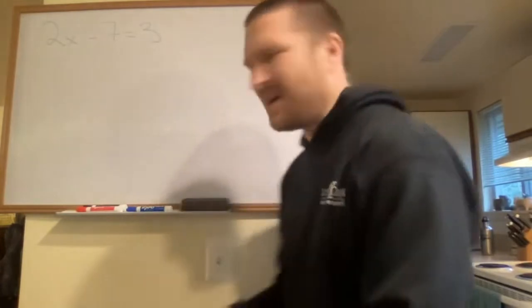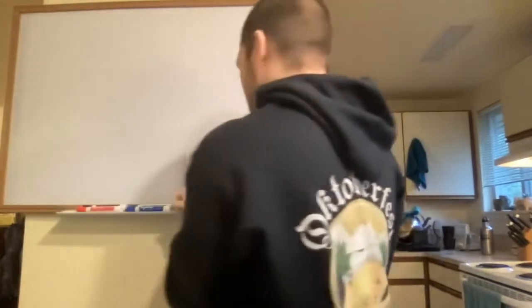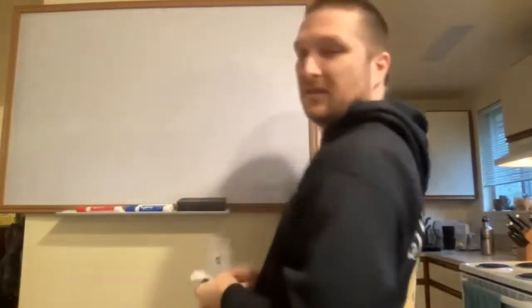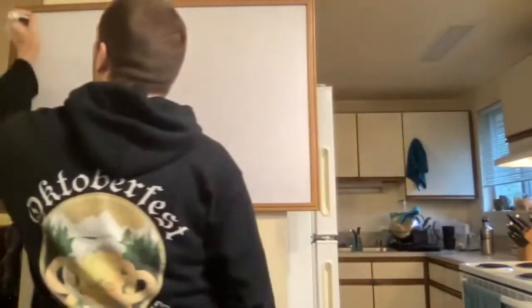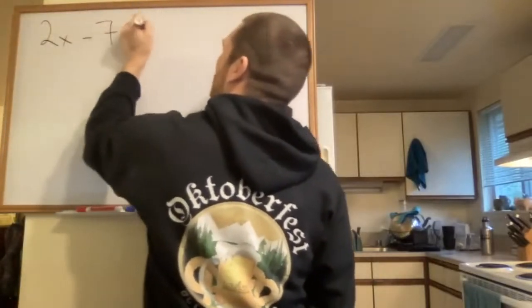Can you see that? I was going to ask you if you could use a different pen. Yeah, that looks great here, but then when I looked in the camera, it looked terrible. So there we go. 2x - 7 = 3.